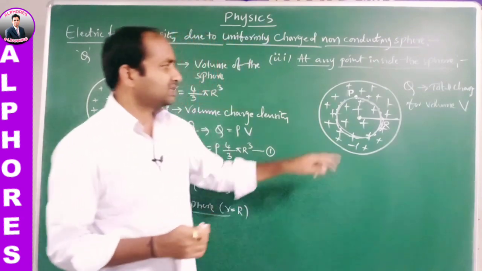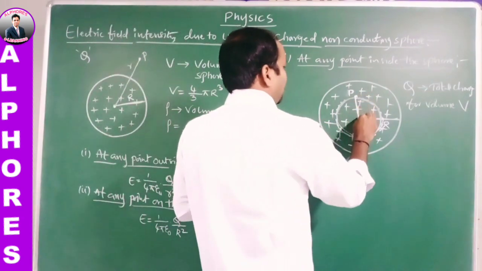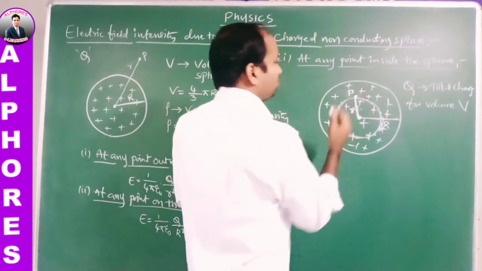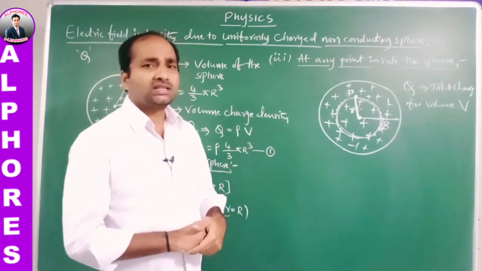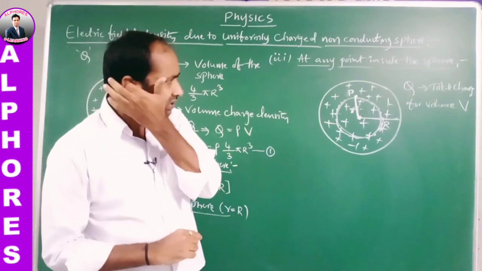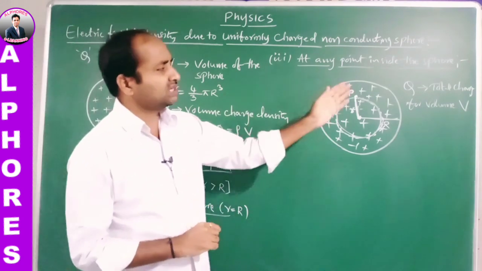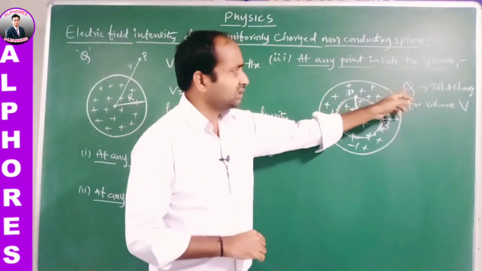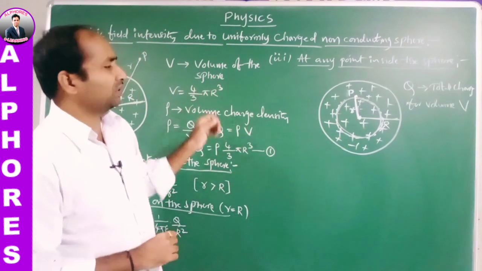Okay, let us take this Gaussian surface in the form of a sphere of radius small r. By using Gauss law, we should calculate the electric field intensity, isn't it? For the entire volume V, the charge is capital Q, for the volume V equal to 4 by 3 pi R cube.